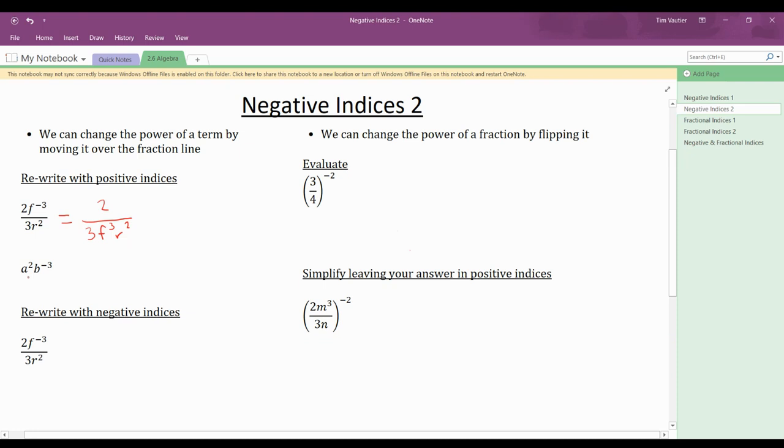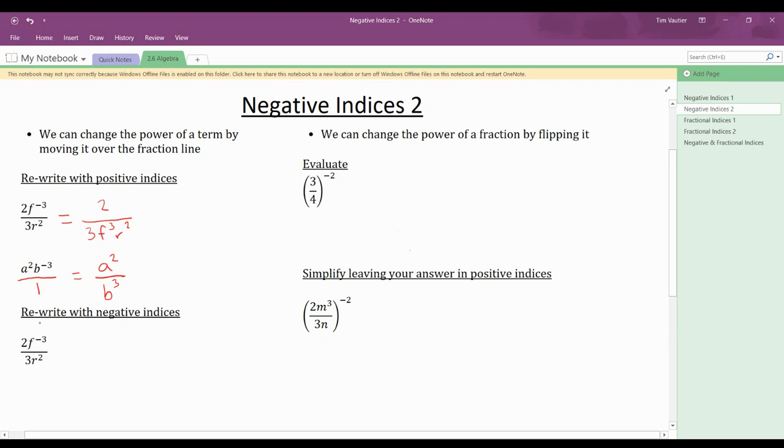And so this next one here, a squared b to the power of negative 3. Currently it's not a fraction, but remember that we can rewrite anything as a fraction by putting it over a denominator of 1. And so in order to write this with positive indices, I'm going to take the b to the power of negative 3, and I'm going to write it on the bottom of my fraction, but now it's a positive 3 for the power. So a squared over b to the power of 3. And so you can see they're all positive powers now.